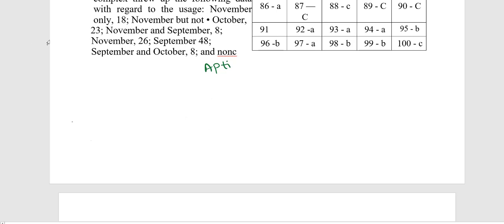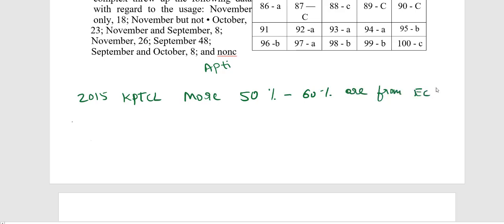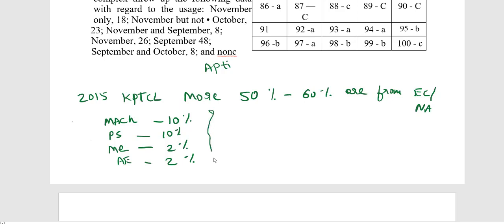So in 2015 KPTCL exam, more like 50% to 60% are from electrical circuits or network analysis, and machines 10%, power systems 10%, and measurements 2%, analog electronics 2%, and more basic problems were there.